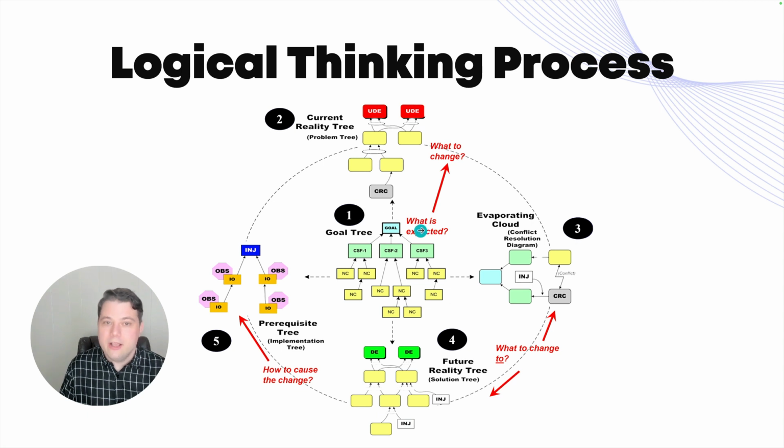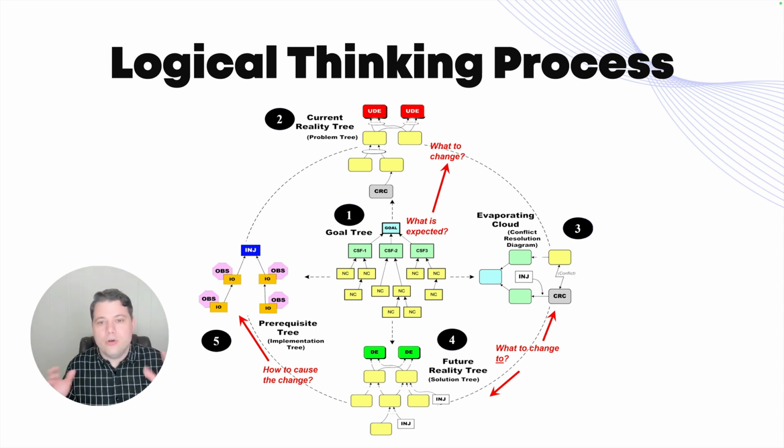As you can see here, what do we actually want to achieve is in the goal tree. What might we want to change is the current reality tree or problem tree, which is kind of like a root cause analysis. And the rest are going to cover things like what do we want to change to and how do we implement that change successfully.